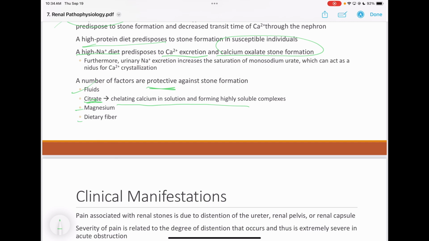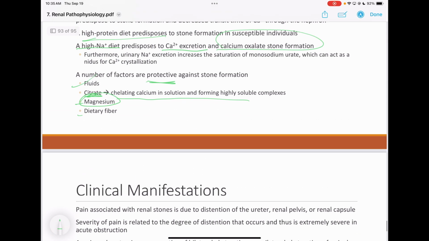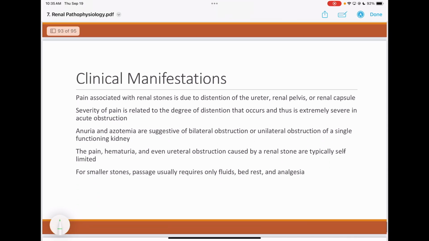Magnesium and dietary fiber. Magnesium, be very careful with magnesium. You make sure you know what it's bound to in the preparation. There are different forms of magnesium. One of them will make you go to the bathroom very violently, and we give it for bowel prep. One of them helps with sleep, but if you take the wrong one, you know what's going to happen. And then dietary fiber also helps as well.